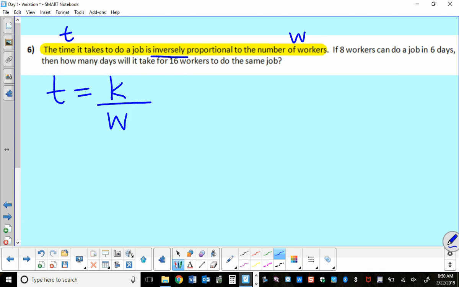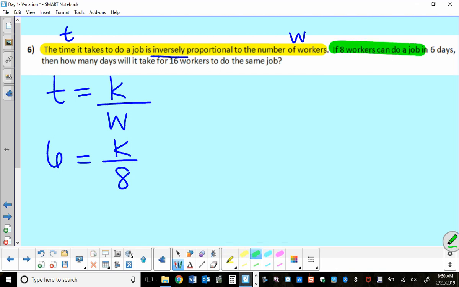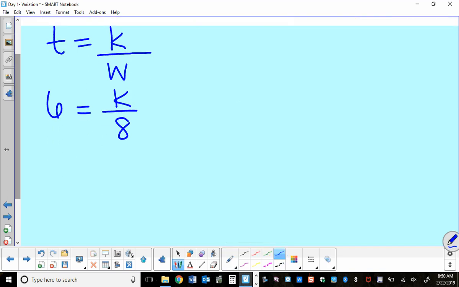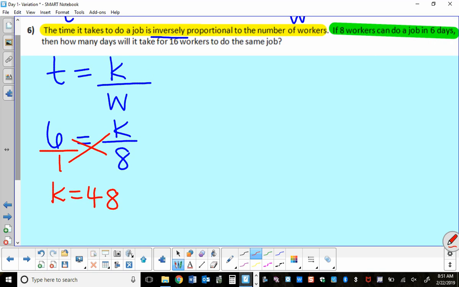All right, if 8 workers, 8 goes there, could do a job in 6 days, that's my time. So let's stop there, because that's part 2. Okay, let's figure out my K. I would make this a proportion. K times 1 is K. 6 times 8 is 48. Okay, so we have my K, my constant.